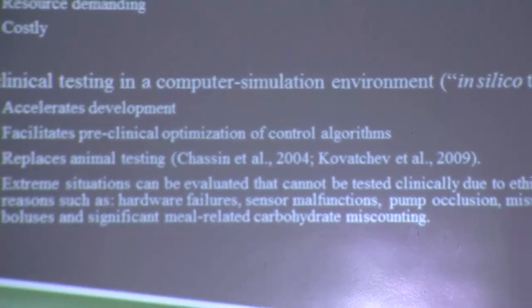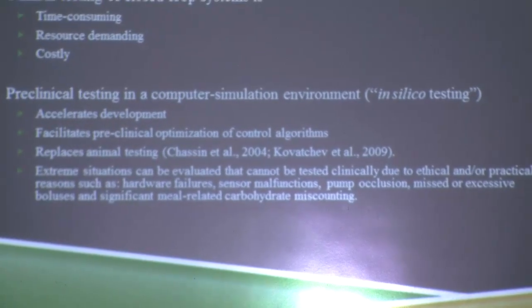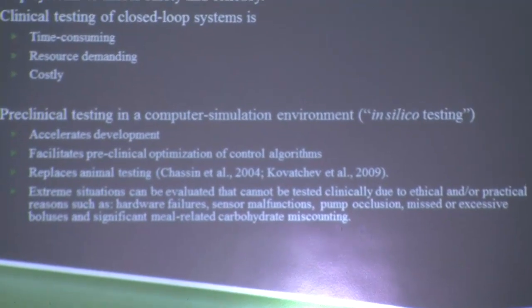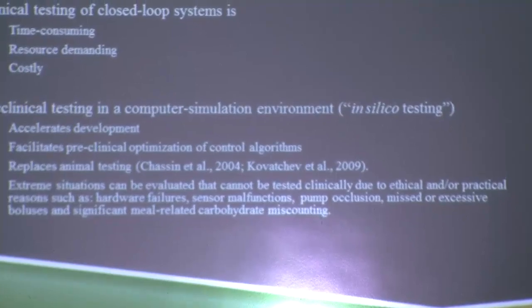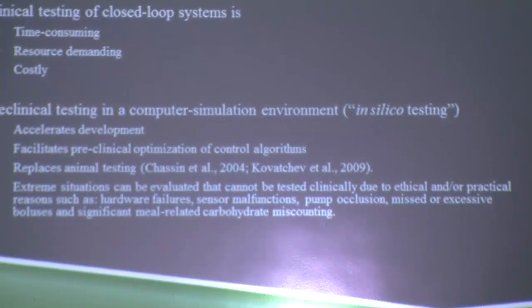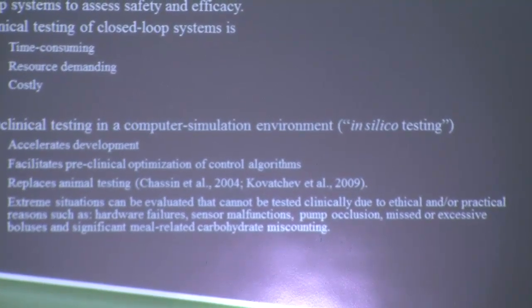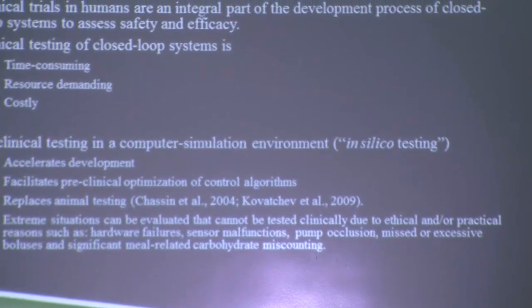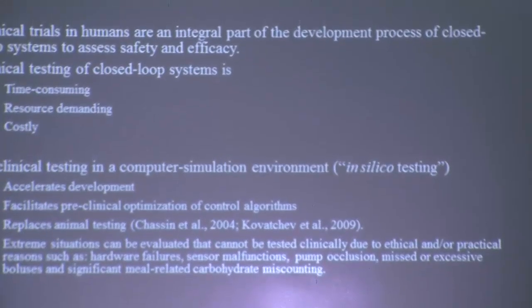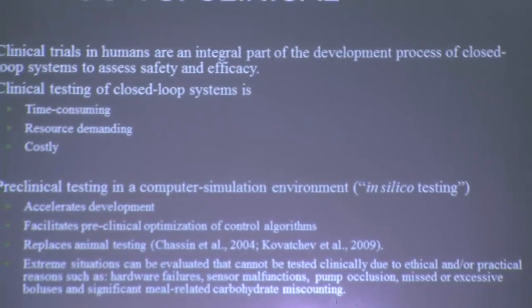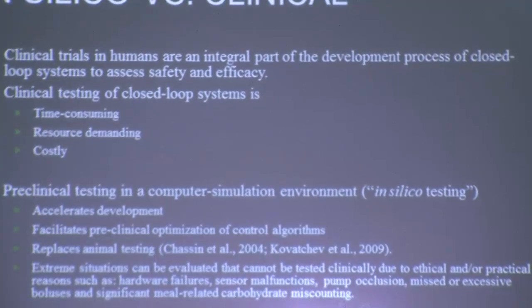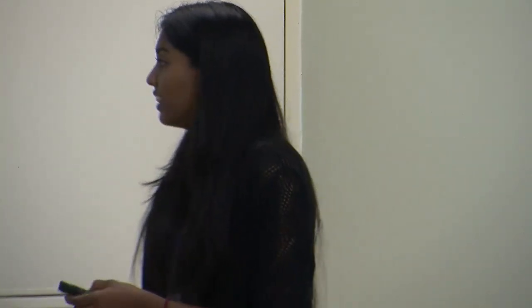In silico testing can also evaluate extreme conditions that you couldn't normally do on a patient for ethical or practical reasons, such as hardware failures, sensor malfunctions, pump occlusions, missed or excessive doses. That's a big one, because you can't give 100 units of insulin to a patient. But you can test how these different scenarios have an impact on the body without actually causing harm to somebody. And then also significant meal-related carbohydrate discounting.